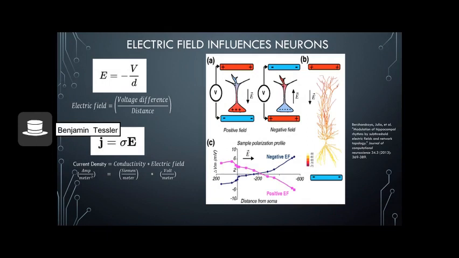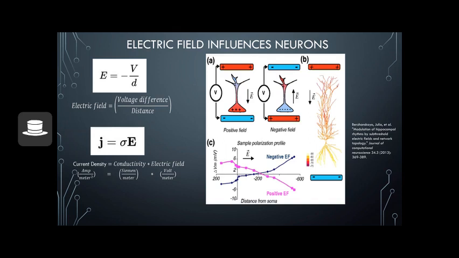The first thing to understand is what is it that influences neurons in the brain? When we set up a voltage difference with electrodes across some distance, we create electric fields, which, when multiplied by the conductivity of the medium we are stimulating over, we drive charged particles through the medium and through the neurons.